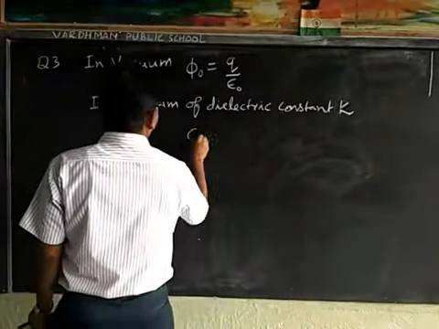Two charges. This is the y-axis and this is the x-axis. The diagram is given. This is charge plus Q, and here O is the origin, with coordinates 0, 0. This is minus 2A.